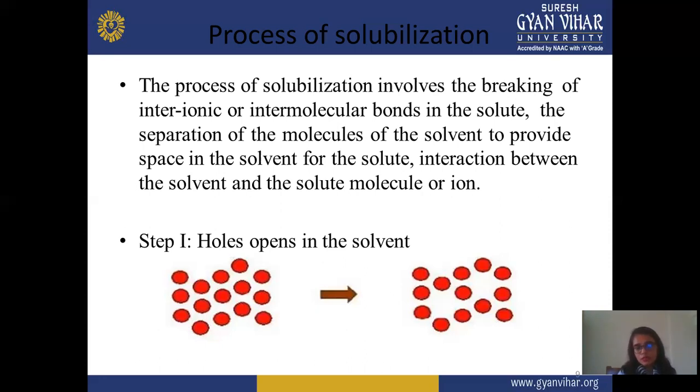In this process of solubilization, the first step is that holes open in the solvent. Holes open in the solvent means when you take a solid or your drug and add surfactant, there may be chances that intermolecular or inter-ionic bonds get broken, and you can see in this image that these red holes occupy more space and are randomly arranged. In the first image they may be close to each other, but here there is so much space between these molecules or particles. This is the first step, where holes open in the solvent.